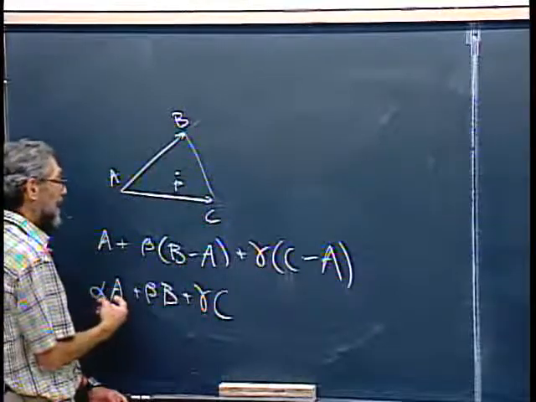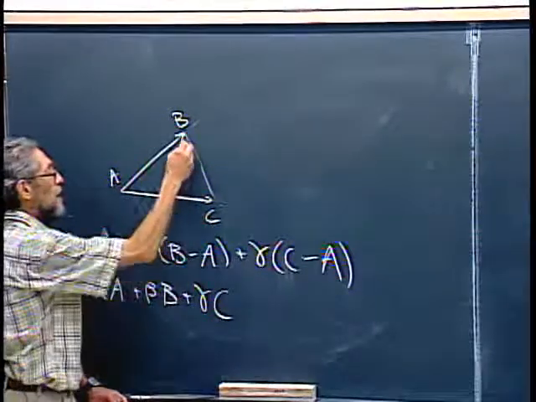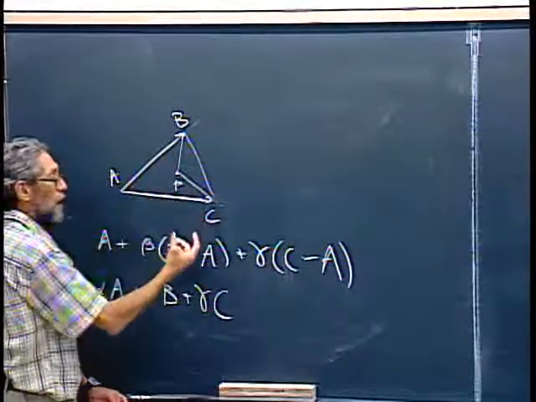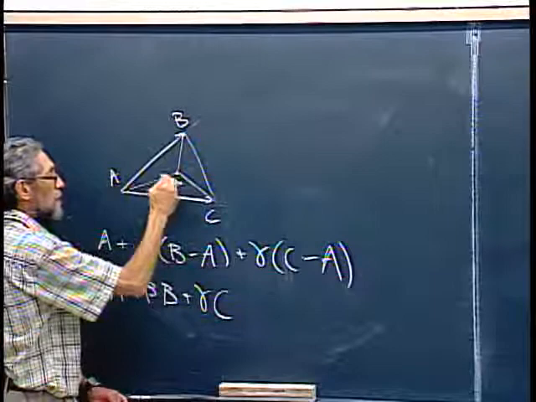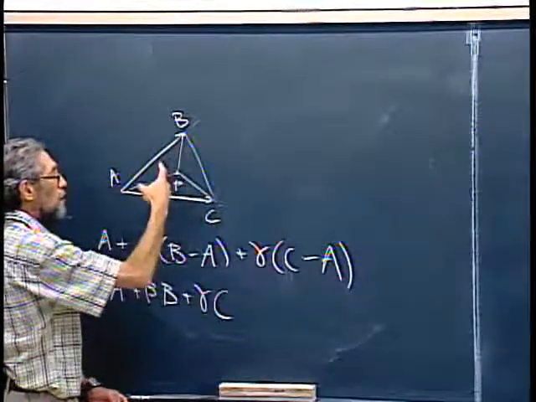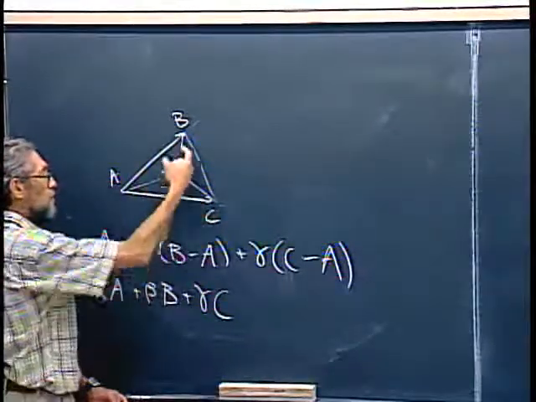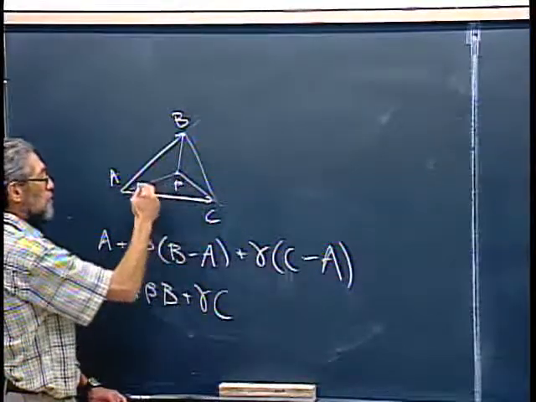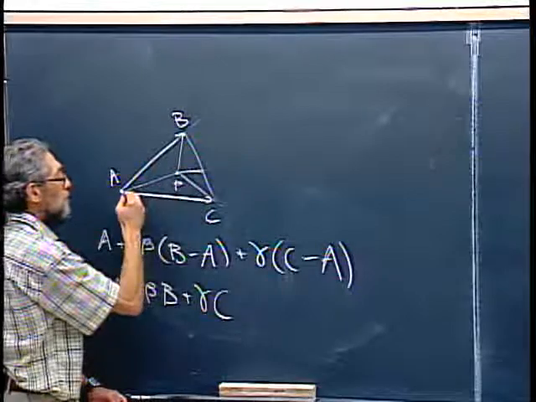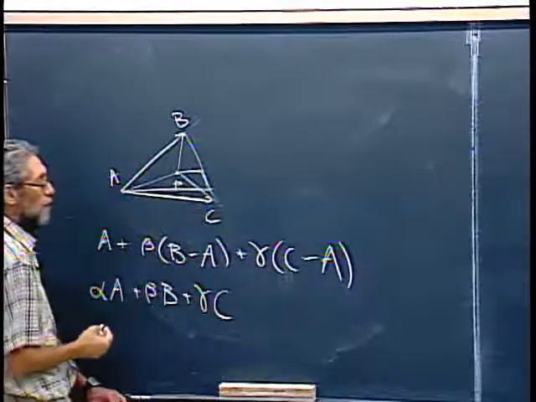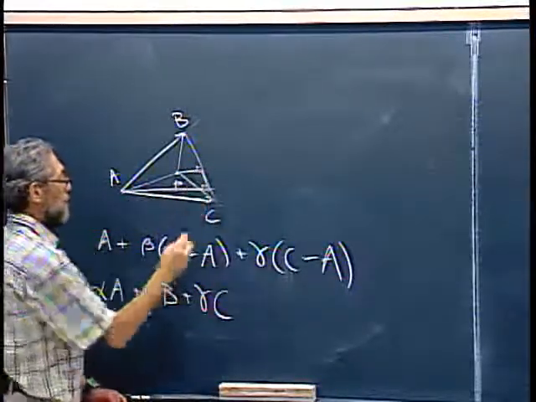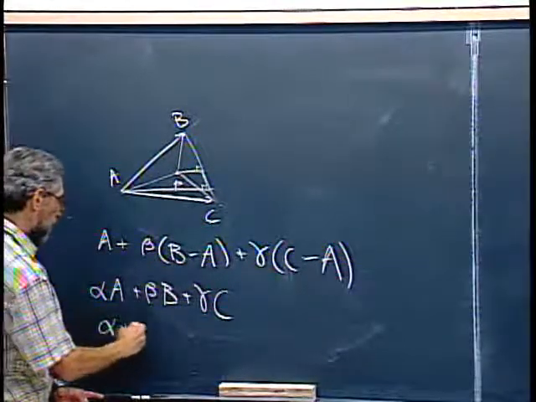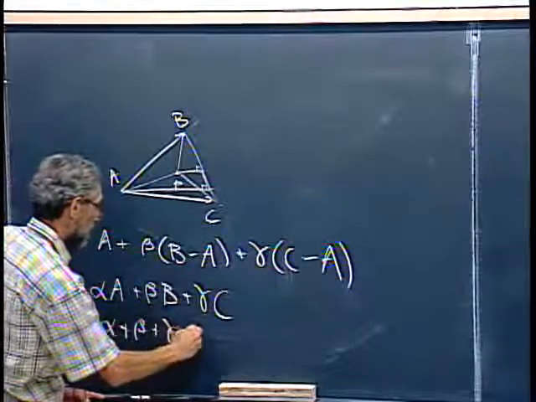And in fact, you can get alpha by looking at the ratio of the area of this triangle to the area of the whole triangle, and beta by the ratio of the area of this triangle to the whole triangle, and gamma by the ratio of this triangle to the whole triangle. Or you could take ratios of altitudes, the ratio of this altitude to this altitude of the whole triangle. If these were perpendicular, actually they don't look perpendicular. But those have the property that alpha plus beta plus gamma equals 1.